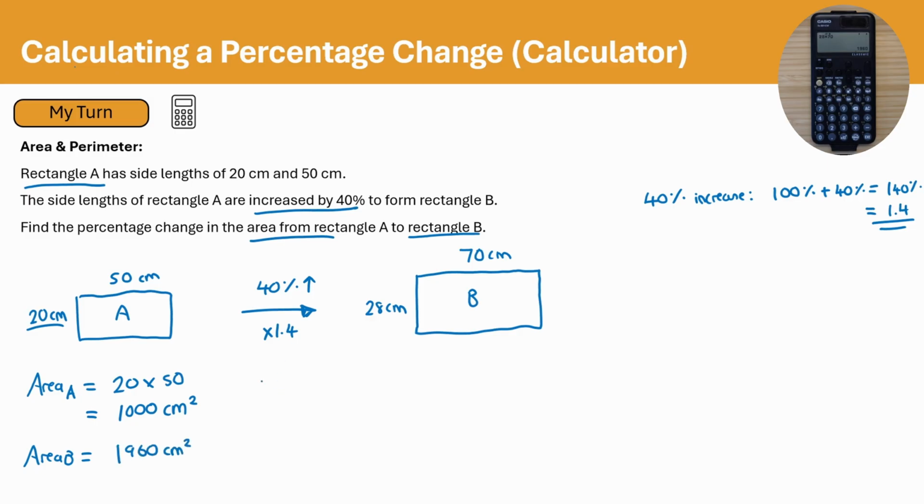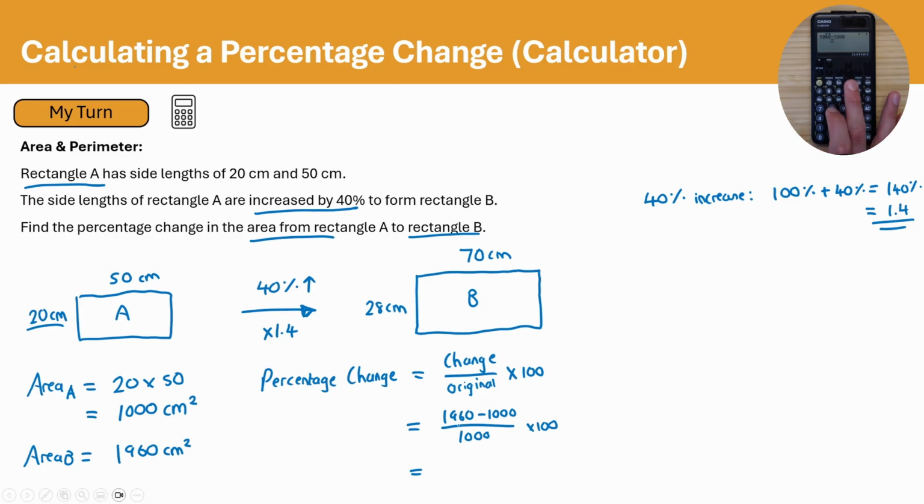To work out percentage change, I'm going to do the change divided by the original multiplied by 100. So the change is the difference between the 1,960 and the 1,000, relative to the original, which is the 1,000, multiplied by 100. Let's type that in the calculator. 1,960 subtract 1,000, divided by 1,000, multiplied by 100. It gives me an answer of 96%.